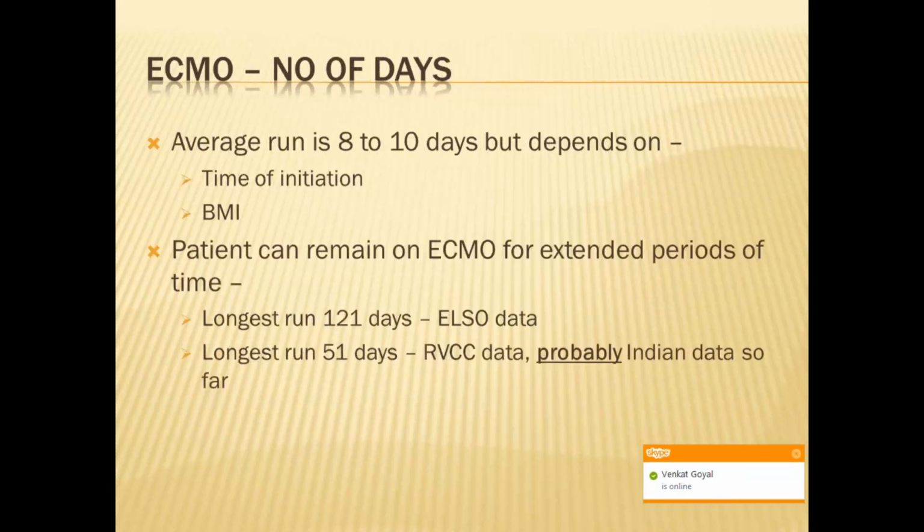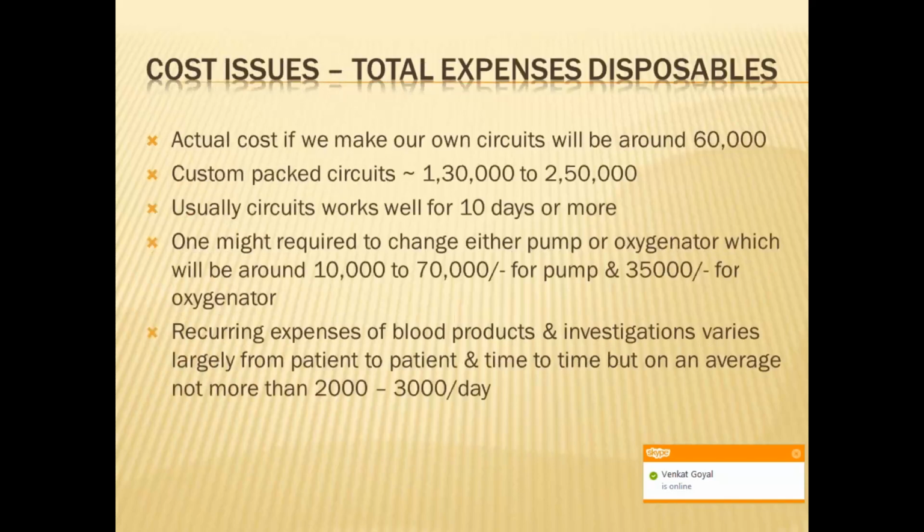Average ECMO run is around 8 to 10 days. A patient can remain on ECMO for an extended period of time. The longest which I have read about is 121 days. That was old. Now people have kept ECMO for more than 300 days also. Our center has kept a patient on ECMO for more than 51 days.